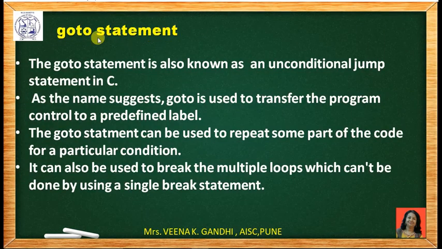The third jump statement is known as the goto statement. The goto statement is also known as an unconditional jump statement. As the name suggests, it is used to transfer the program control to some predefined location or predefined label. It means the normal flow of execution is stopped when a goto statement occurs. Then it transfers the control to some predefined segment or label. The goto statement is also used to repeat some part of the code for a particular condition. It can also be used to break out of multiple loops, which can't be done using a single break statement.